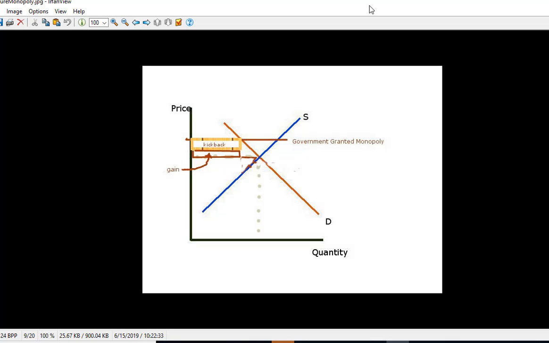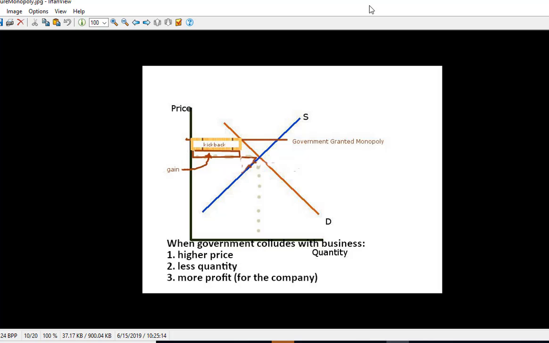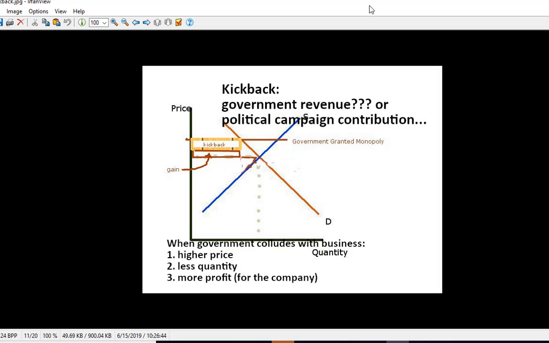Now, when that happens, you're going to find that the government has typically led to a higher price. The government collusion with business leads to a higher price, less quantity, and more profit. That's what we can see from this chart here. Now, there's also that little thing called the kickback. That kickback might be government revenue, such as a new scoreboard in the gym, or in some cases it could be a political campaign contribution. So oftentimes someone who has given money to a campaign ends up winning a contract.